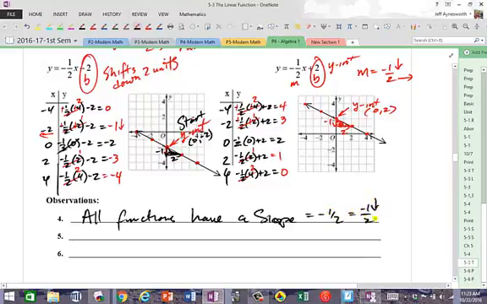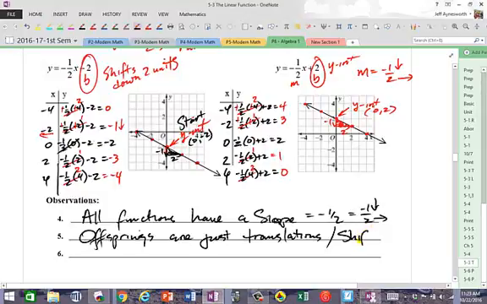And again, offsprings are just translations. When I say that, I'm talking about vertical shifts, okay? Translations or shifts vertically, depending on the y-intercept.